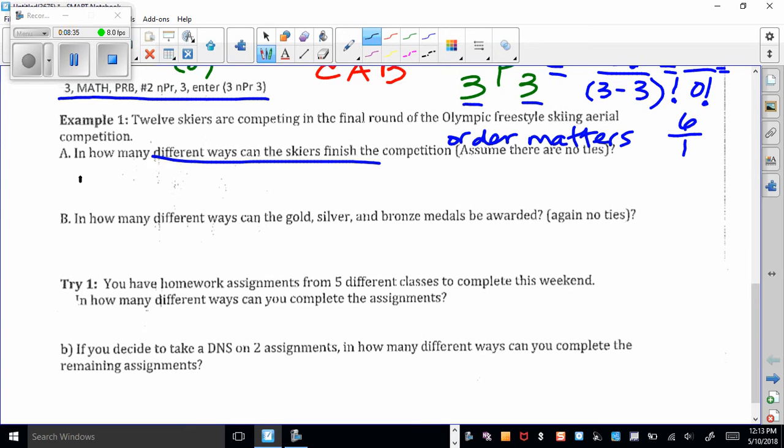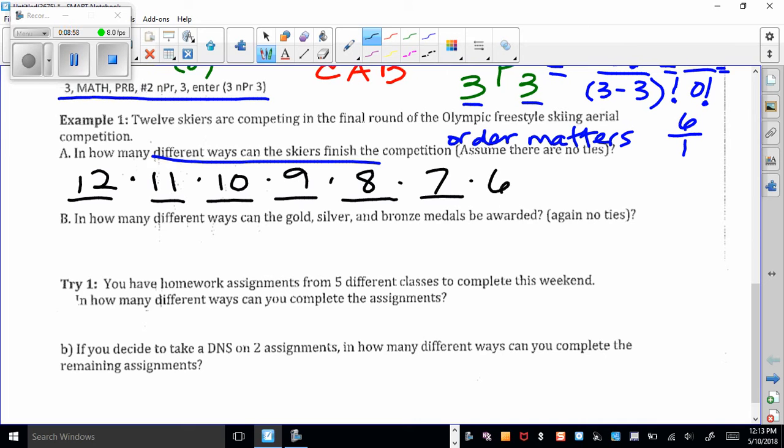Well, you have 12 skiers who could get first. And once someone has gotten first, then you can have 11 skiers who could get second. And then you have 10 who could get third, and then 9 who could get fourth. So this is the counting principle involved in permutations. Because we're putting them in order, that is called a permutation. 3 times 2 times 1.